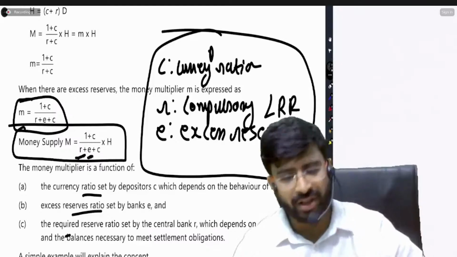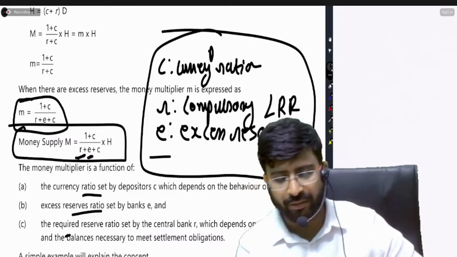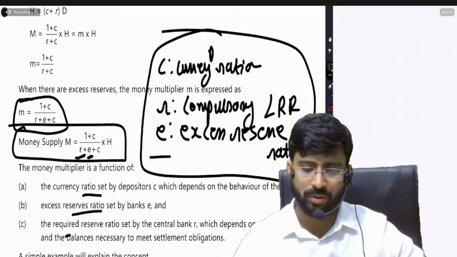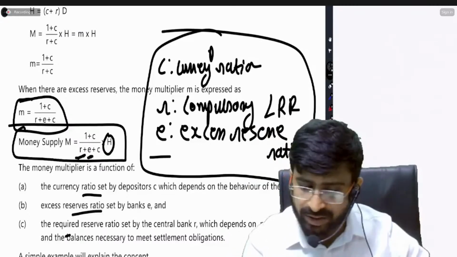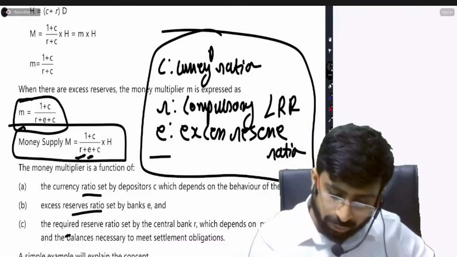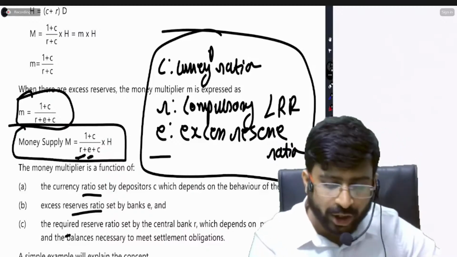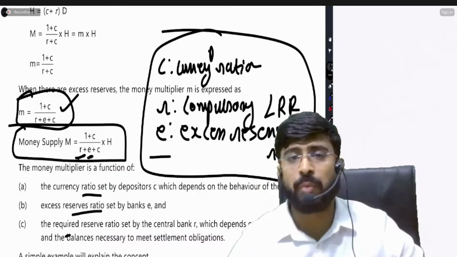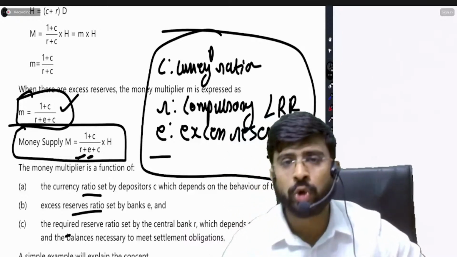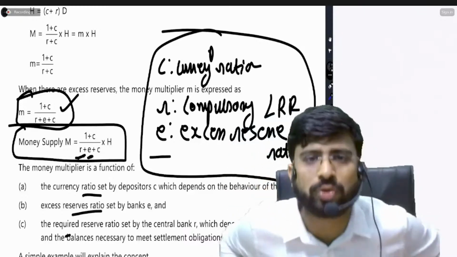C is the currency deposit ratio. R is the compulsory legal reserve ratio. E is the excess reserve ratio. So if you have to calculate money supply, then you multiply H with the multiplier. H is high powered money. If you have to find the multiplier only, then no need to multiply, only this is enough: (1 plus C) by (R plus E plus C). Come on, guys, it's crystal clear, yes or no, so that we can move on to sums and MCQs now.